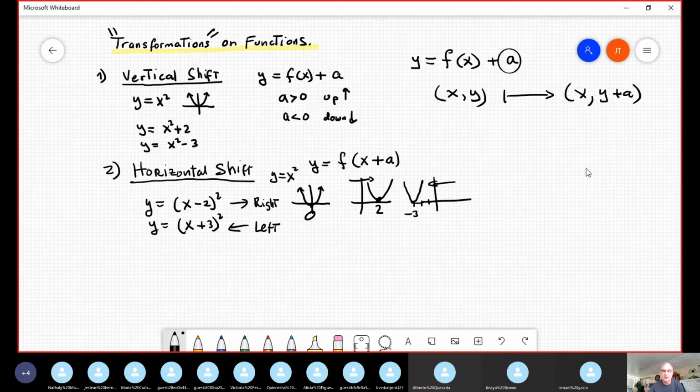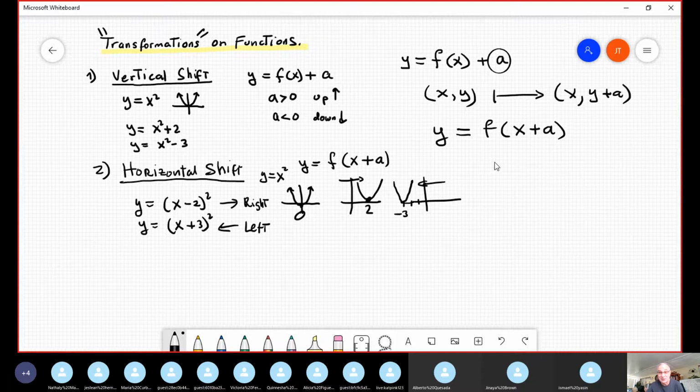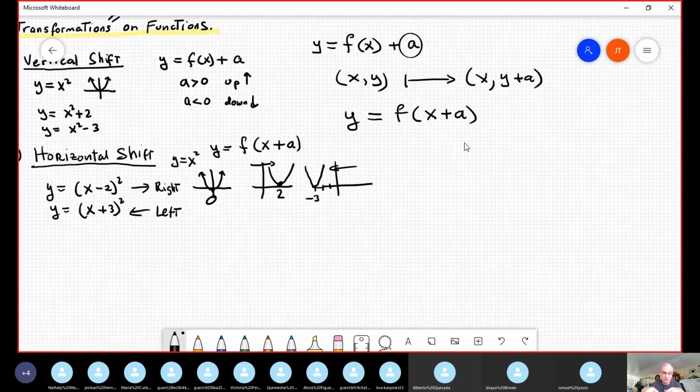However, in the horizontal, it's a completely different situation. You're adding or subtracting inside the parenthesis. And when you do an operation inside the parenthesis of the function notation, the geometric transformation is completely opposite to the operation. So adding is subtraction. Let me show you. Suppose the point x comma y, when you transform it, you affect the x, but with the opposite operation. Okay, and the y stays the same.